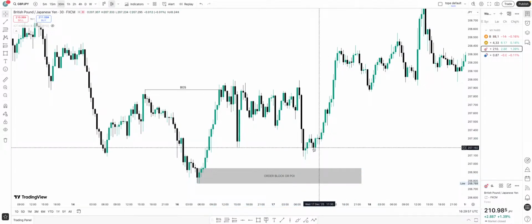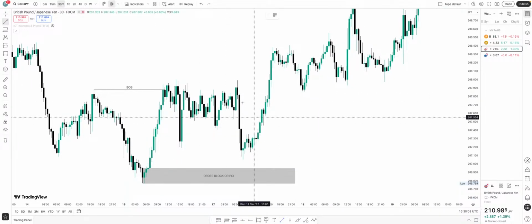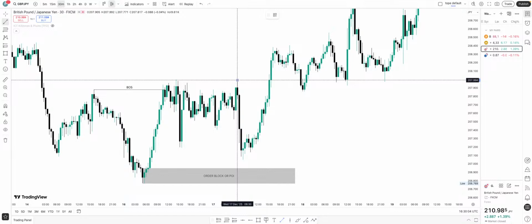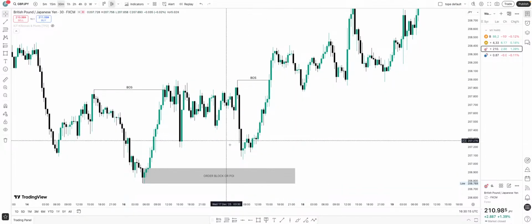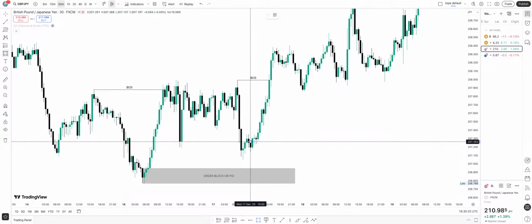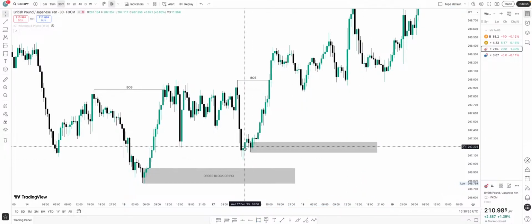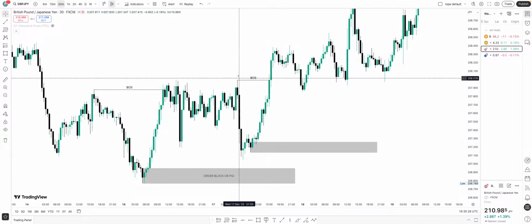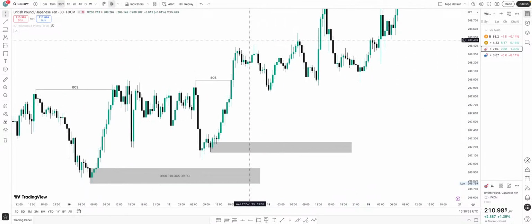So this is a break of structure here, and we have another break of structure here, right here. We have another break of structure here, and for this break of structure, which candle was responsible for pushing price to break structure? We have this candle right here. You get, this candle here was responsible for breaking structure. So it's a single leg break of structure.